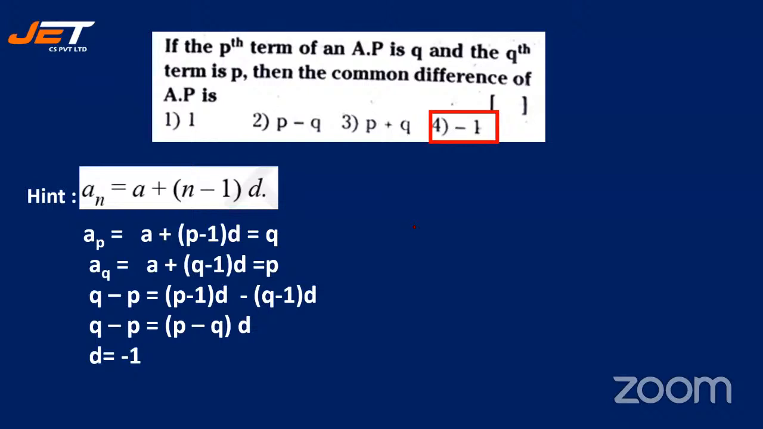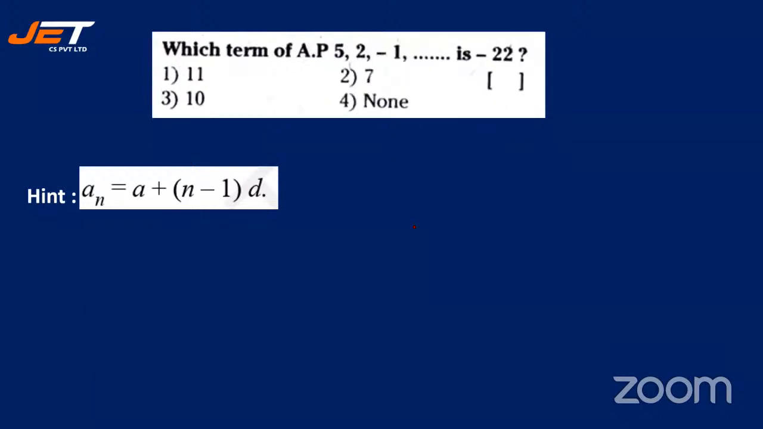All right, students. So it's a very simple way of working out and nothing much tough. This requires only your application of formulas. All right, see the next question. Which term of AP 5, 2, -1 and so on is -22? So again, the formula is given, AN is equal to A plus N minus 1 into D. So work out this formula.